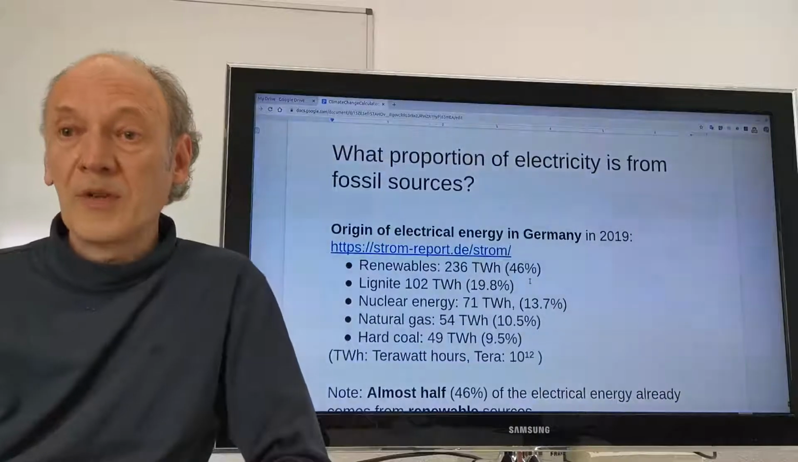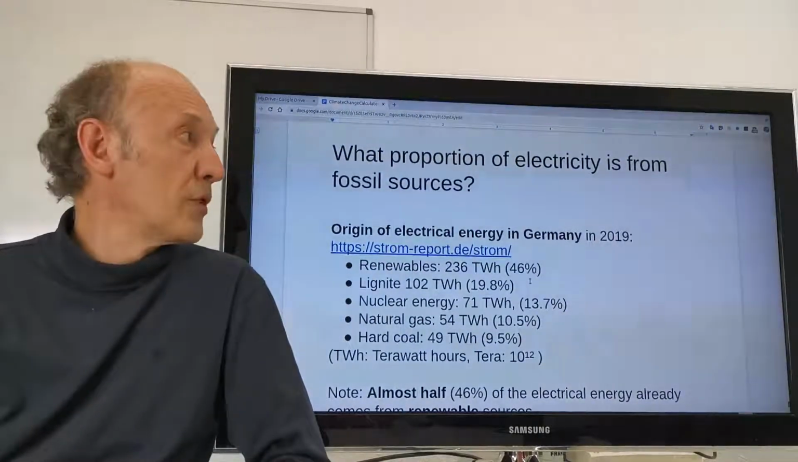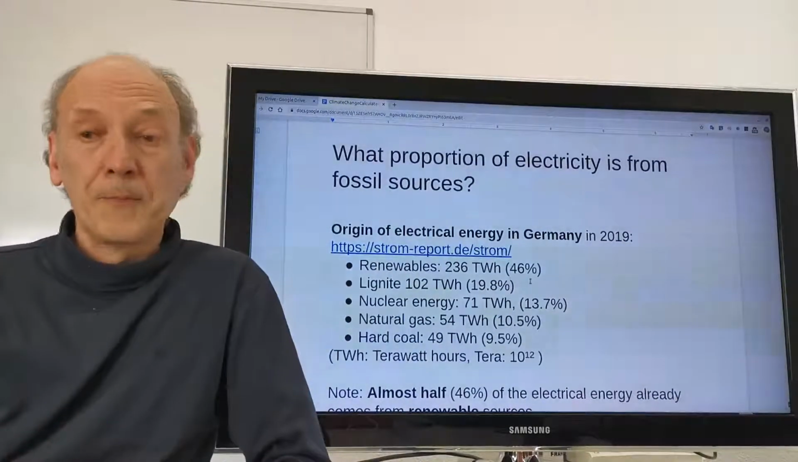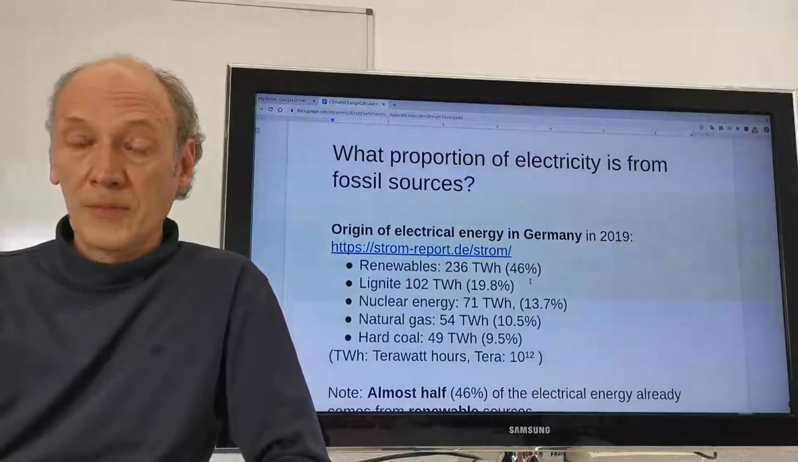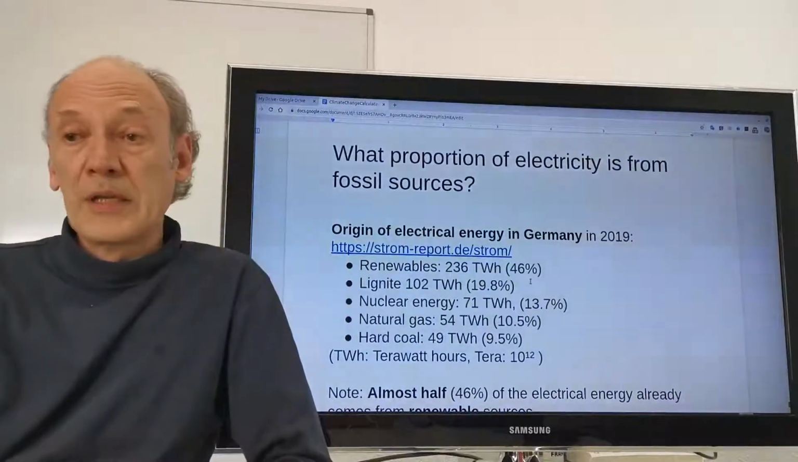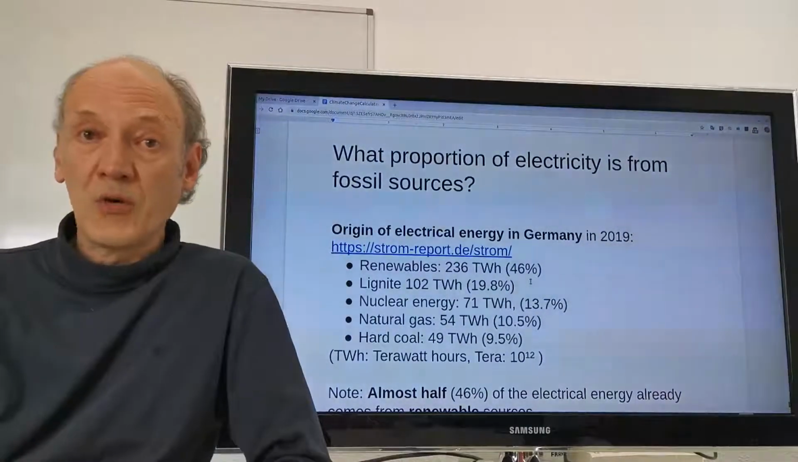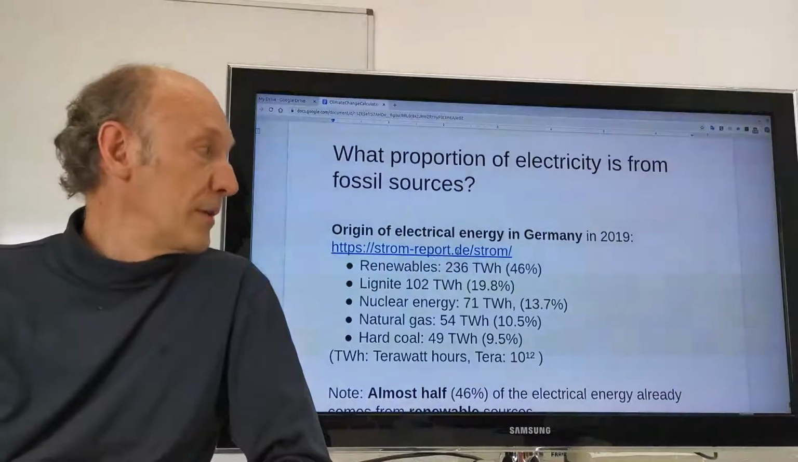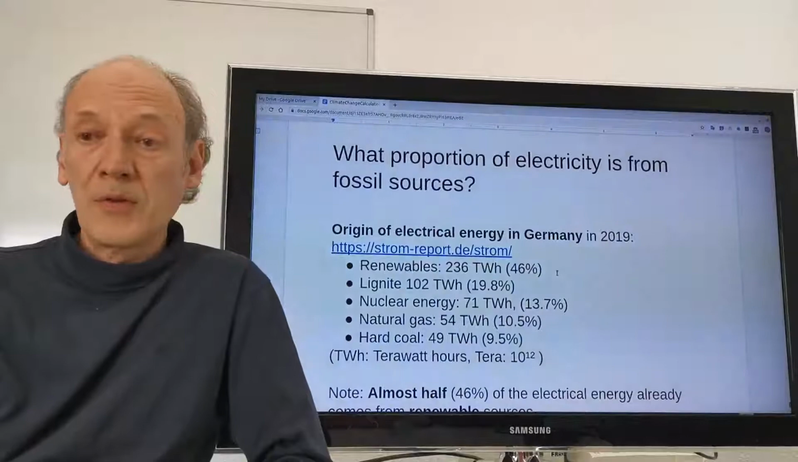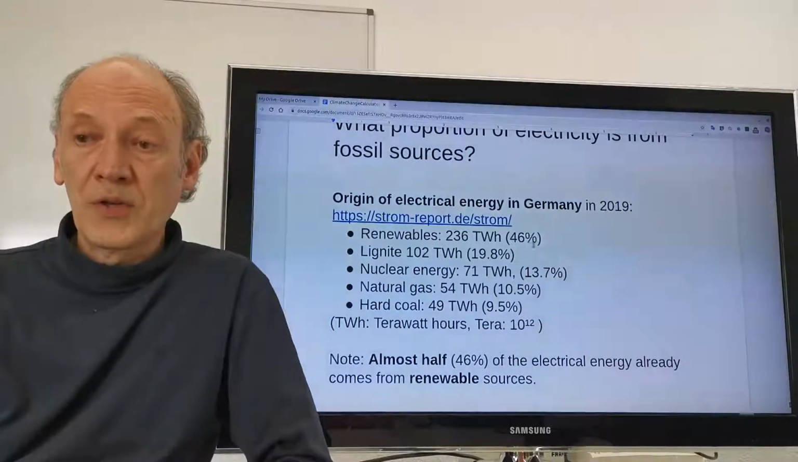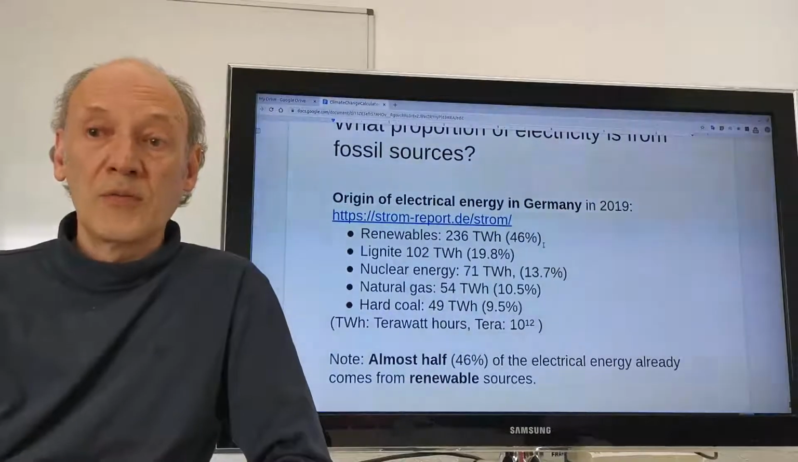So now let's take a look at what proportion of electricity is already from fossil fuel sources, or fossil sources in general. For that I look at the electricity in Germany in 2019. I have the numbers from this link here. There we can see that the renewables already are at 46% of the electricity.